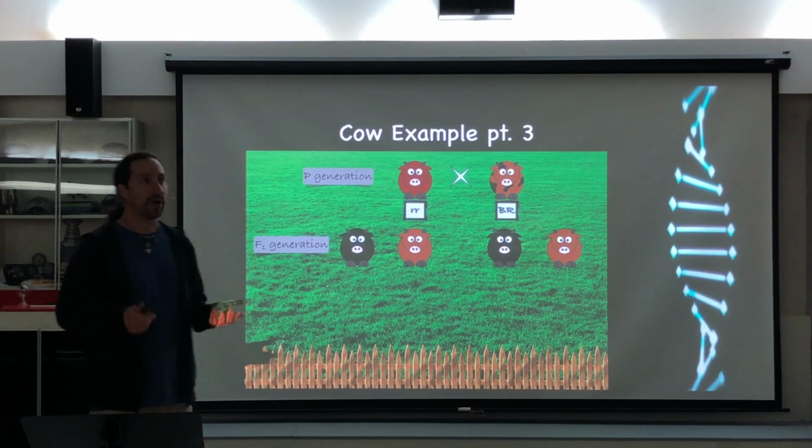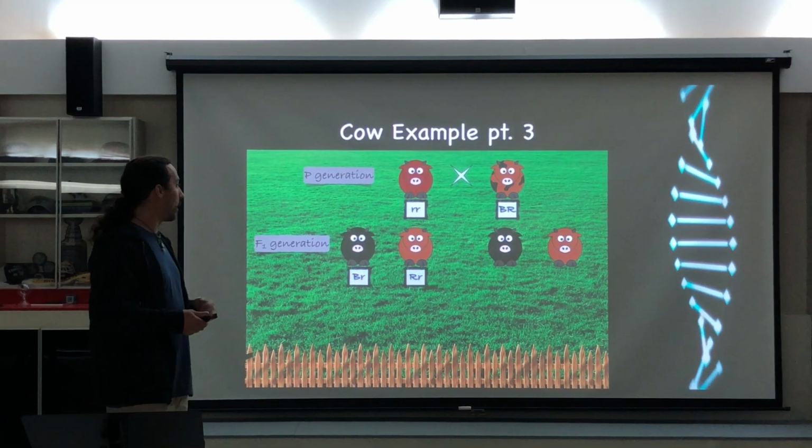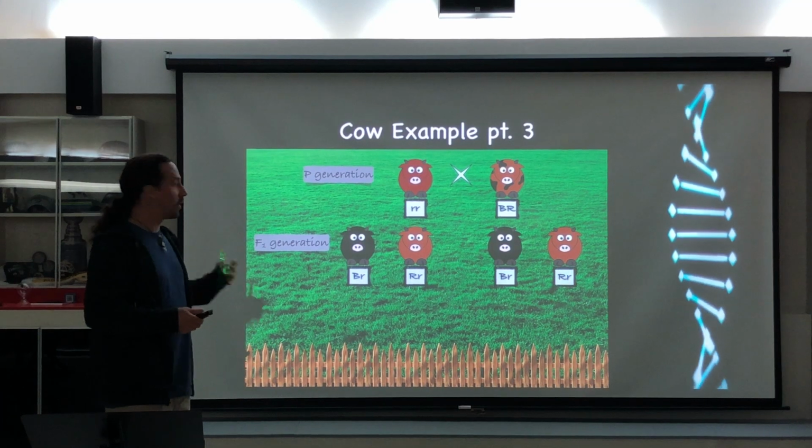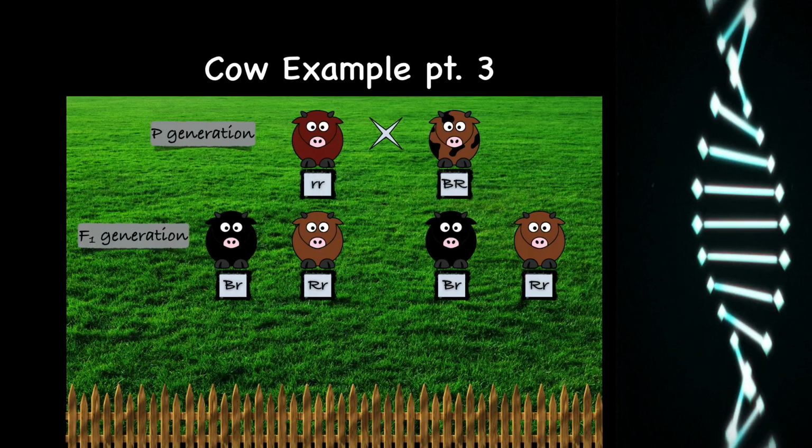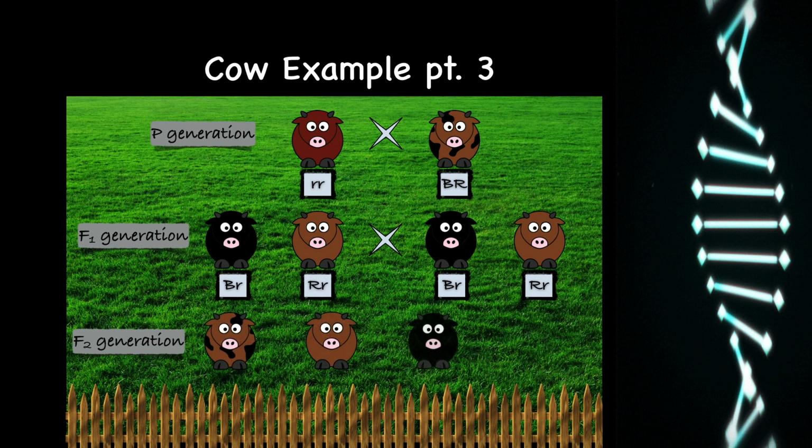So if we were to cross one of our black cows with one of our brown cows now, what would happen? Well, let's look. In the F2, we would see that we get black and brown spotted, brown, black, or red. We had 25% for each different phenotype. So each one would show up equitably.